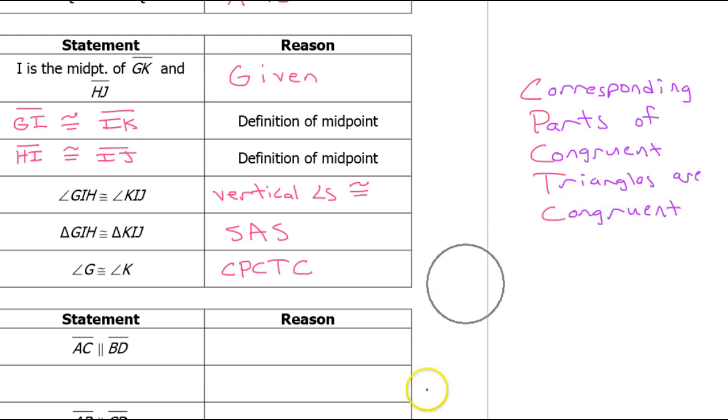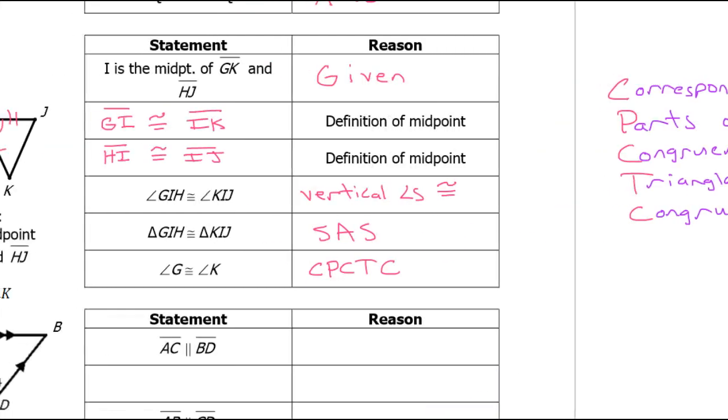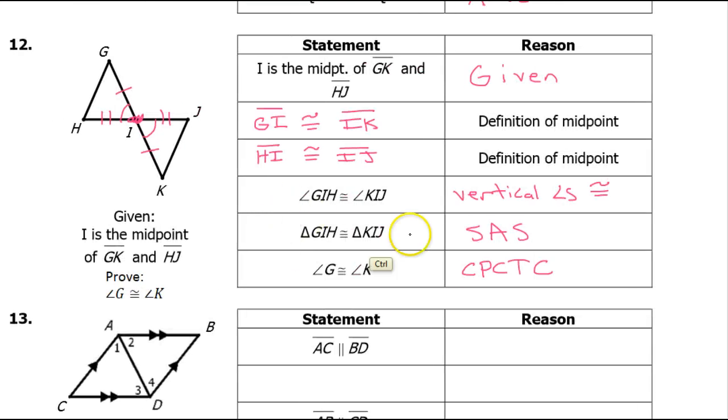All right, so this is not just a matter of memorizing some meaningless words. I want you to stop and think about it. We already proved that the triangles are congruent. So if the overall triangles are congruent, doesn't it make sense that angle G specifically will be congruent to angle K, since those are corresponding parts?